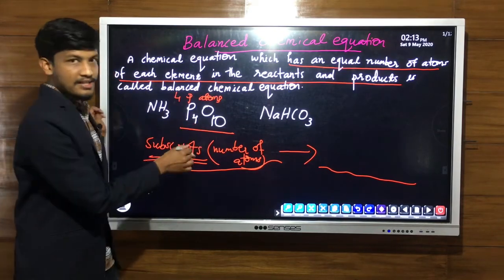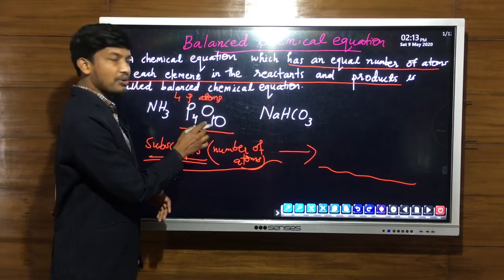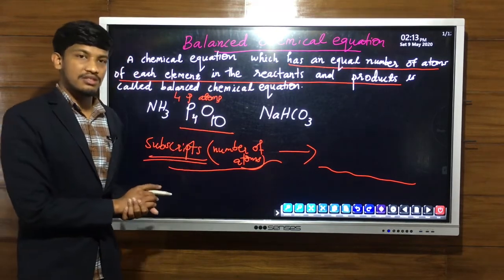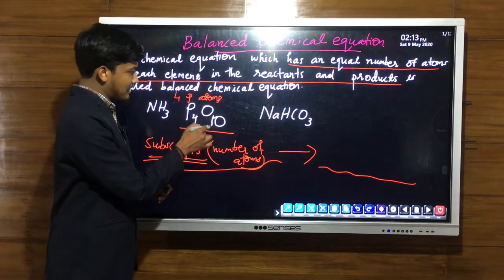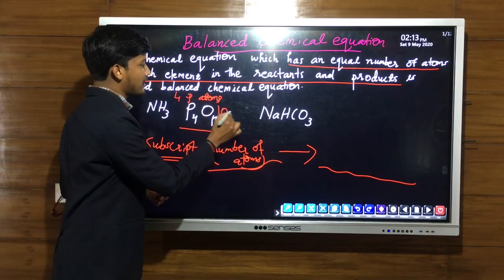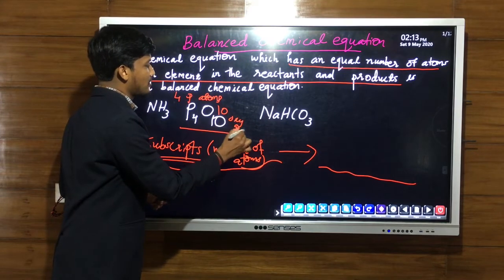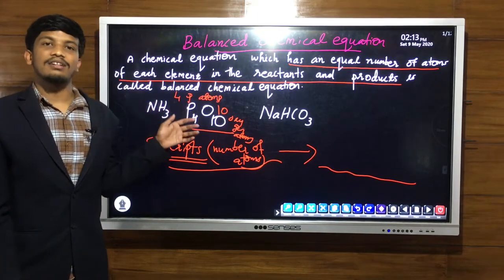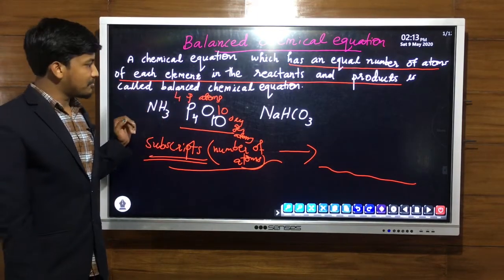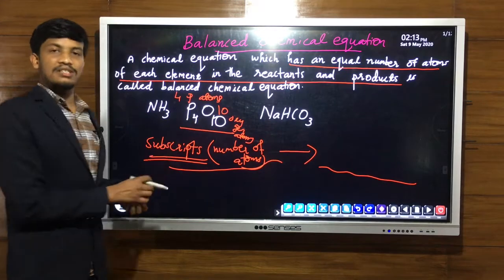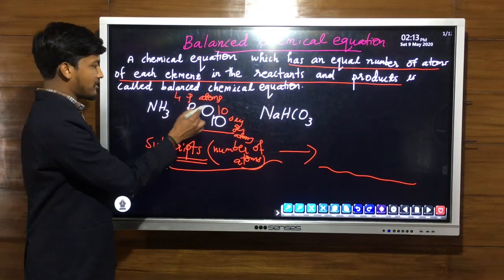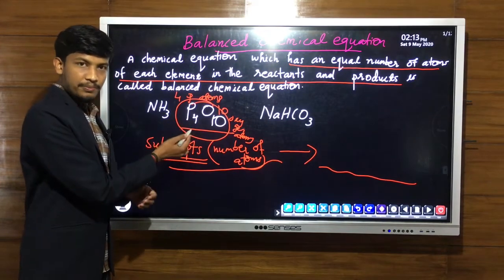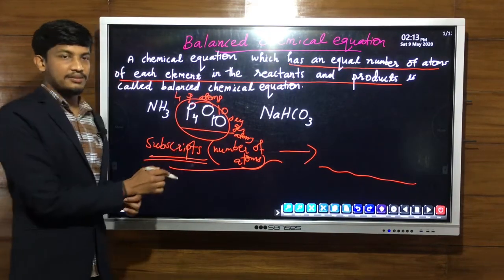That means in P4O10 there are 4 phosphorus atoms. Similarly, the next atom in P4O10 is oxygen. Capital letter O means oxygen. O10, so the subscript is 10. That means there are 10 oxygen atoms. So this is the significance of subscript. Like this we can count the number of atoms of any compound. Using the subscript we can get the number of atoms. So in P4O10 there are 4 phosphorus atoms and 10 oxygen atoms.